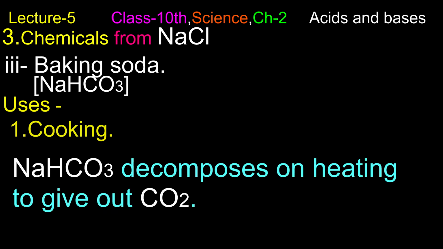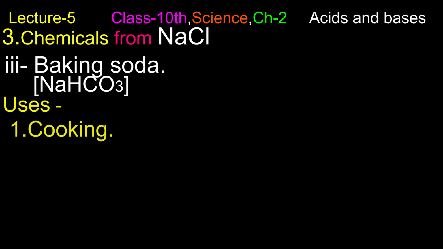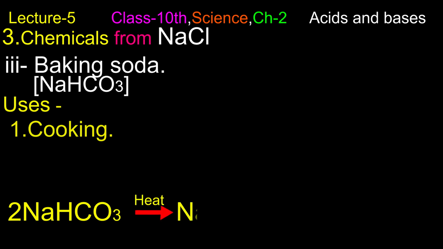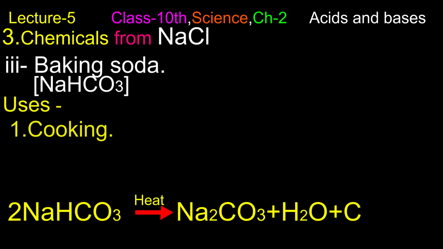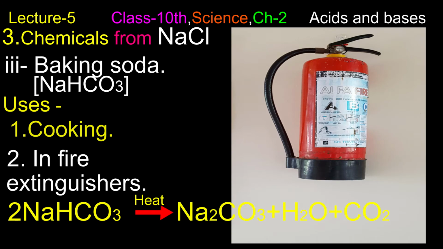Sodium hydrogen carbonate or baking soda is used in cooking to make food items spongy and soft, because on heating, it decomposes to give out carbon dioxide. This decomposition reaction is expressed as 2NaHCO3 on heating produce Na2CO3 plus H2O plus CO2. Because on heating it produces carbon dioxide, it is also used in fire extinguishers.